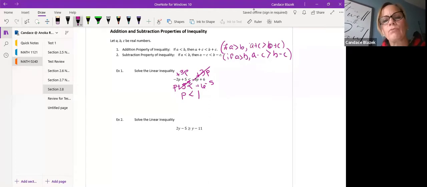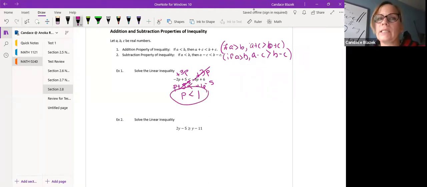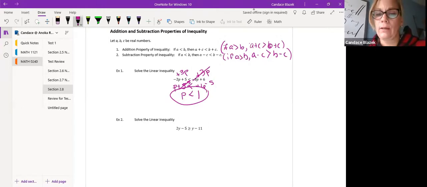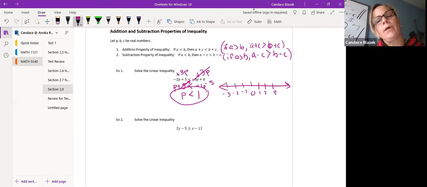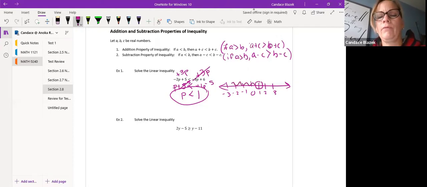Now this is a great answer, p is less than 1, but let's practice writing this in interval notation. To do that, what I like to do is first put it on the number line. Okay, so I'm going to write a little number line. It doesn't have to have a lot of values on it. And I'm going to graph the inequality, p is less than 1. So if p is less than 1, I don't include the 1. And it'd be all of the values to the left of 1.